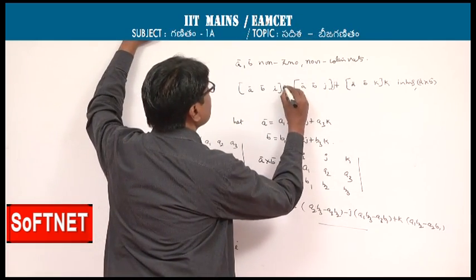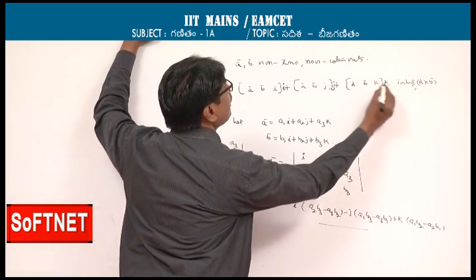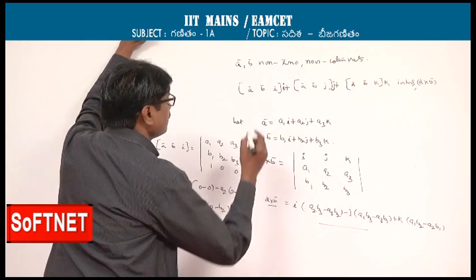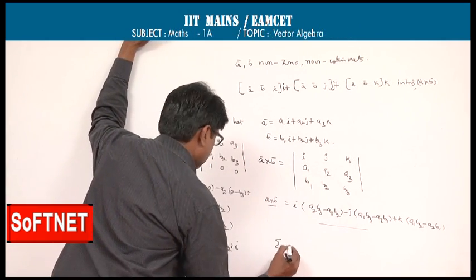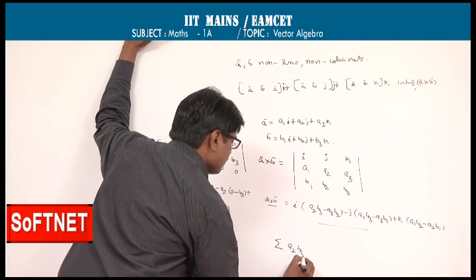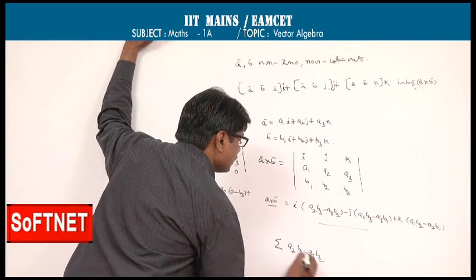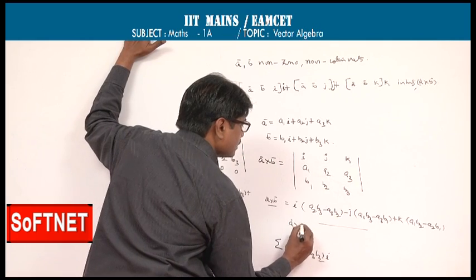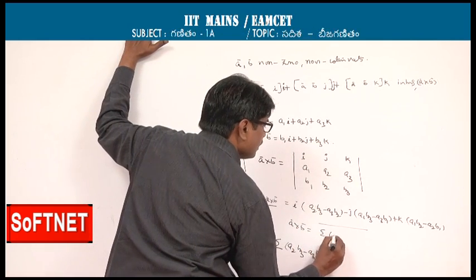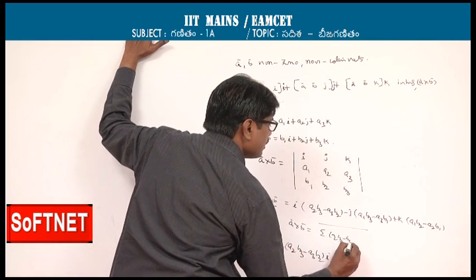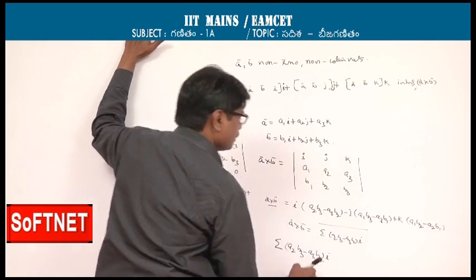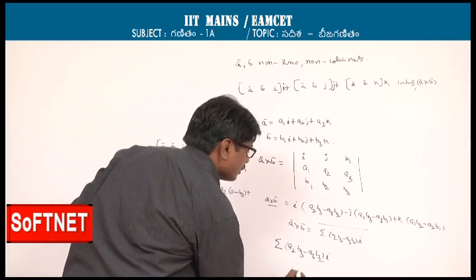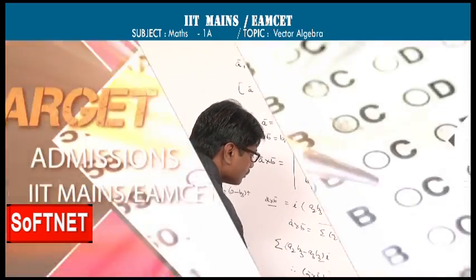Similarly for J bar and K bar. So the above expression value will be the sum of (A2 B3 minus A3 B2) times I bar. But A bar cross B bar is also the sum of (A2 B3 minus A3 B2) times I bar. So that one and this one will be the same. Therefore, it is equal to A bar cross B bar.